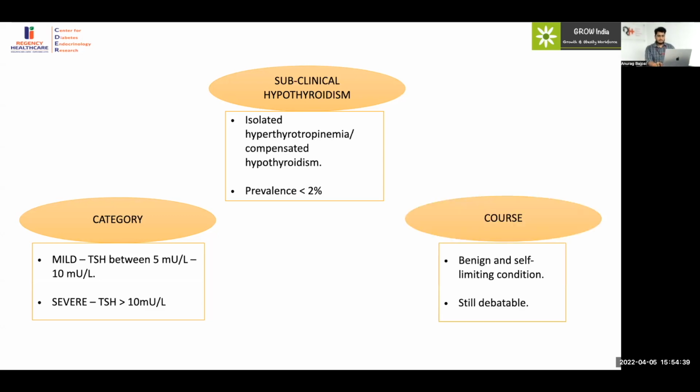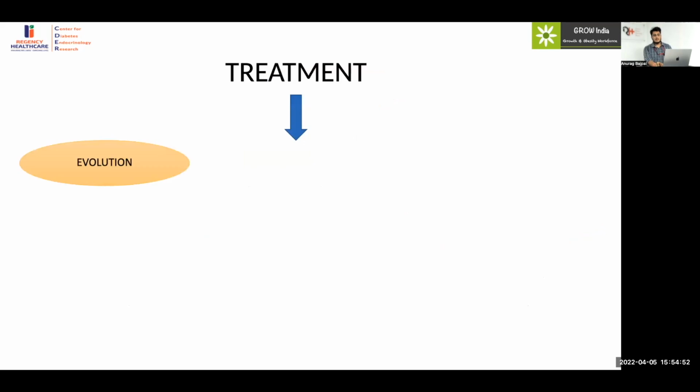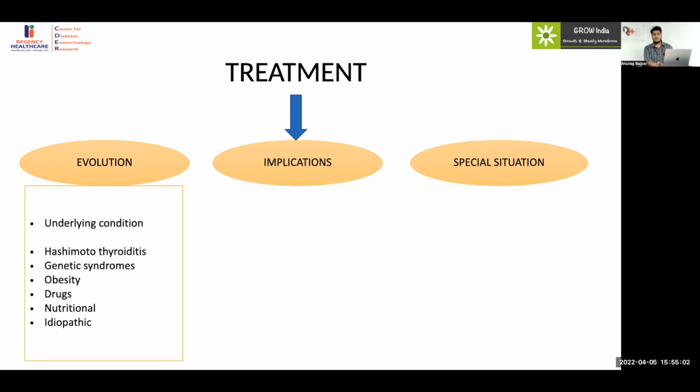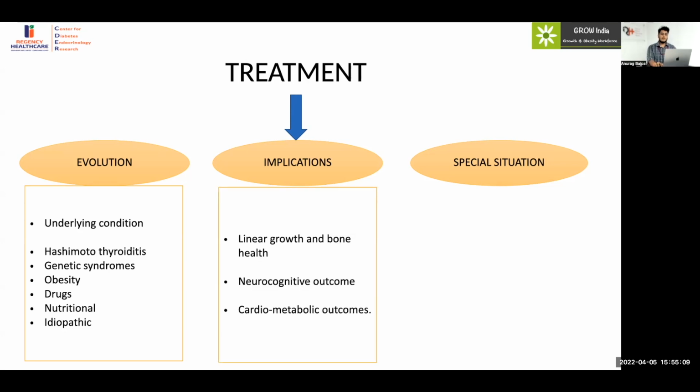With regards to the course, as Sarah already mentioned, in most cases, which are idiopathic, it is a benign and self-limiting condition, and in most cases it doesn't require treatment. The treatment is decided on the basis of three important things. When we have a patient with subclinical hypothyroidism, we need to take into account whether there's a chance of progressing into overt hypothyroidism or reversing back to the euthyroid stage. This is determined on the basis of the underlying condition which causes subclinical hypothyroidism. We'll discuss each one by one.